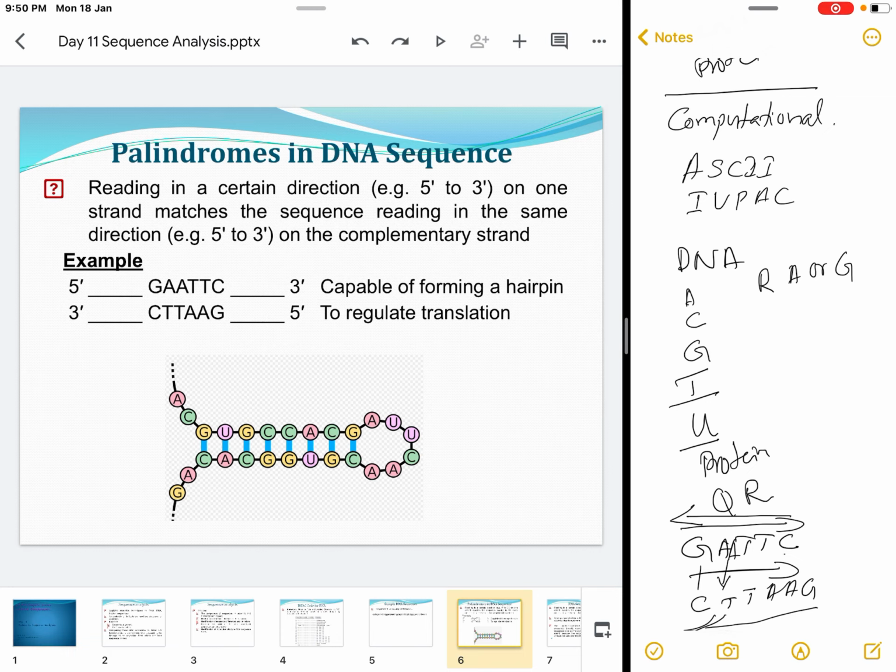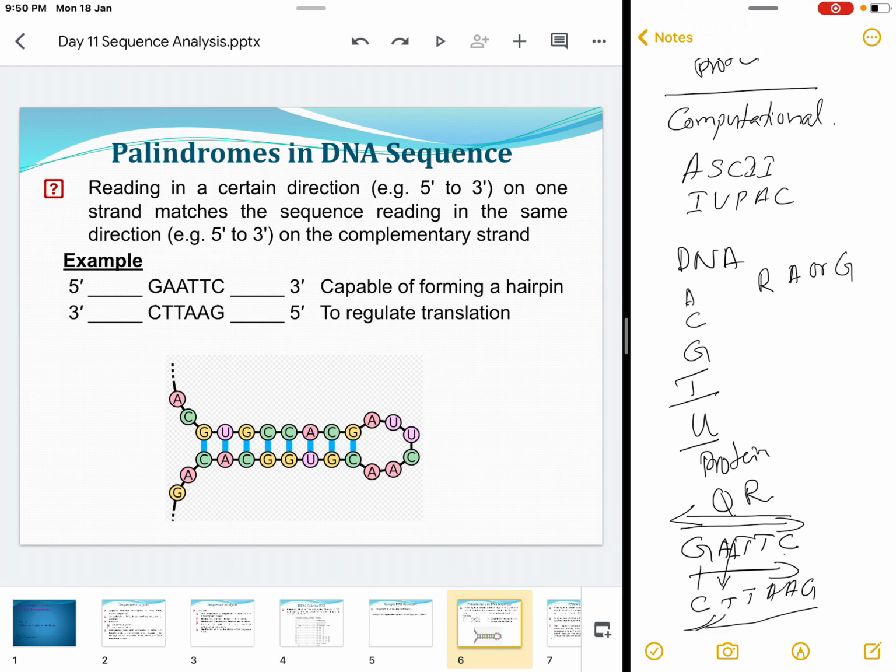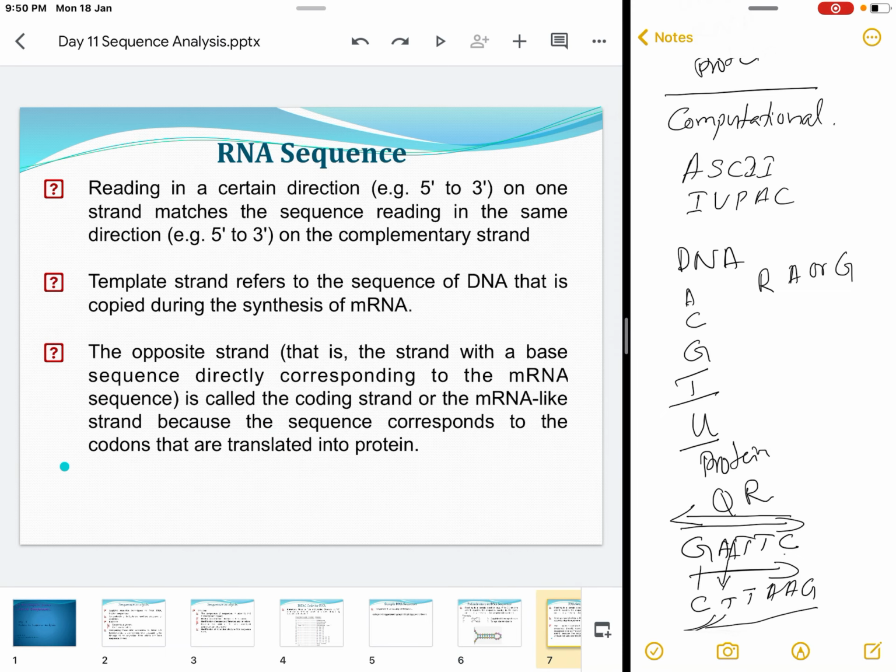So this is capable of forming a hairpin, as we have seen in this picture. Where we have a loop, there is actually no palindrome over there. The rest of the sequence forms a hairpin. So palindromes are very important in DNA sequences. This is one type of sequence analysis, just to see where a palindrome exists in a DNA sequence.